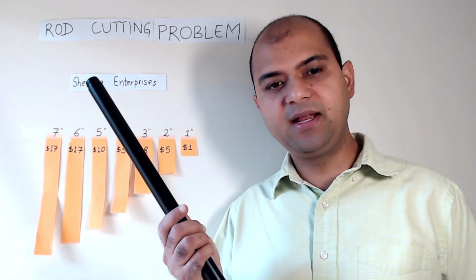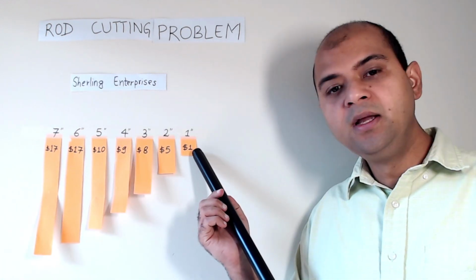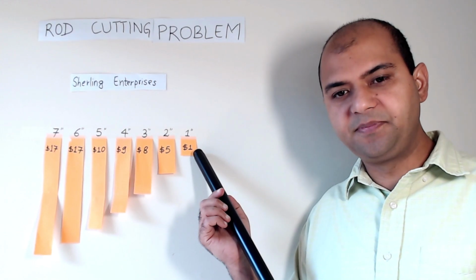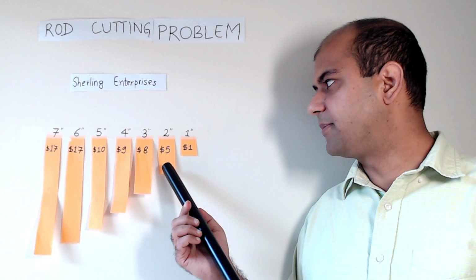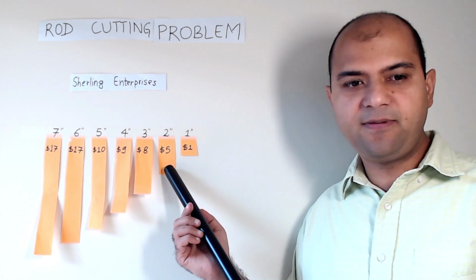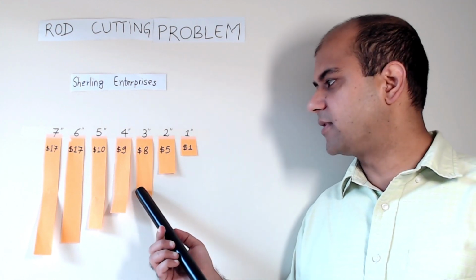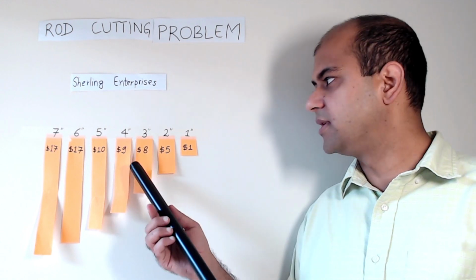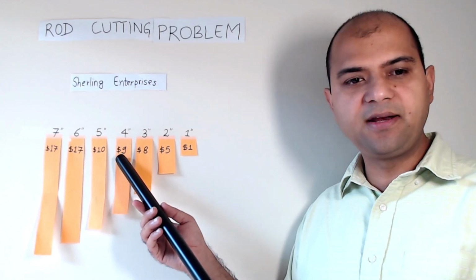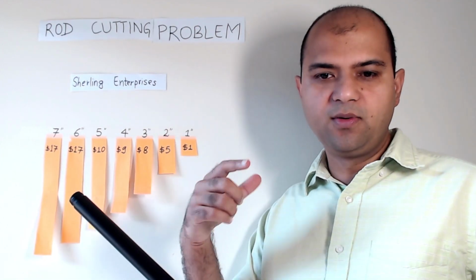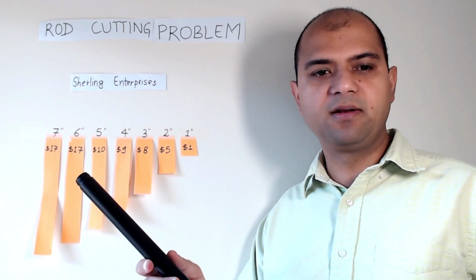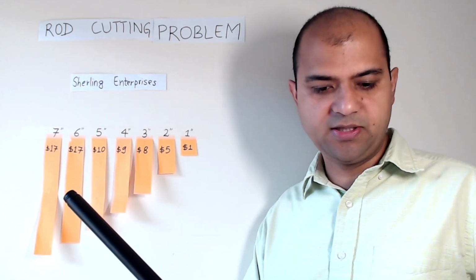Here's how the demand looks like. The price for a 1-inch piece is $1. Suddenly, the price for a 2-inch piece is $5. And then the price for a 3-inch piece is $8. The price for a 4-inch piece is $9, and so on. So obviously, the longer a piece, the more costly it'll be, but it's not uniform, as you can see, right?